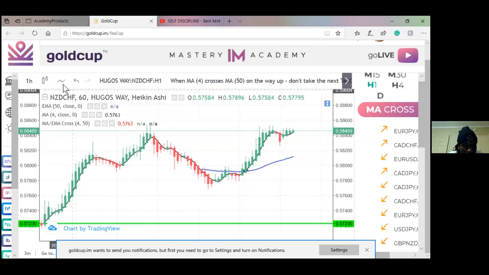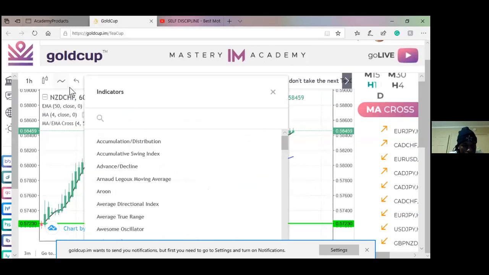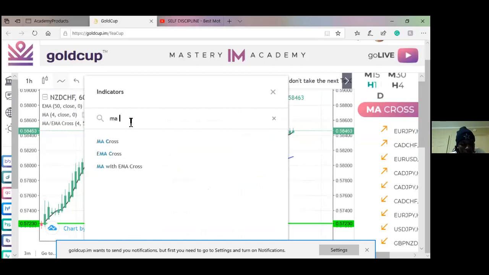So now we're gonna add the indicators. The first indicator gonna be the MA with the EMA cross.